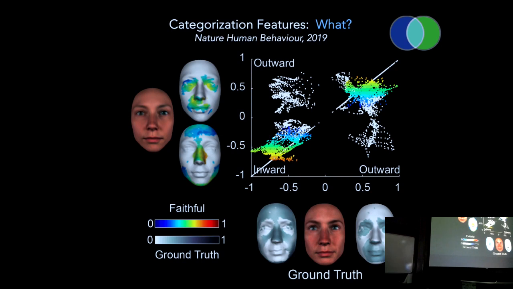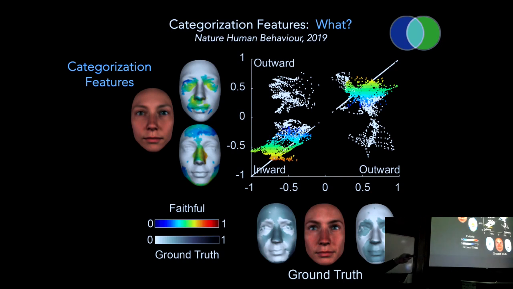And then you can take the categorization features here and plot them in the same way, in the same space. How different outward versus inward they go. For example, a pinched nose will go inward. A pouty mouth will go outward. And if the representation of Rachel was veridical in the mind of the participants, then you would have a diagonal line of veridicality. Any change that you make in 3D in the real world is reflected by the same change in 3D in the mind of the participant.